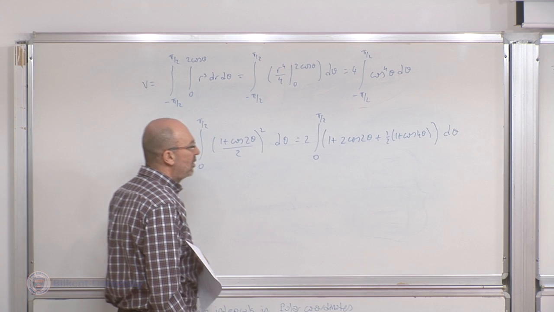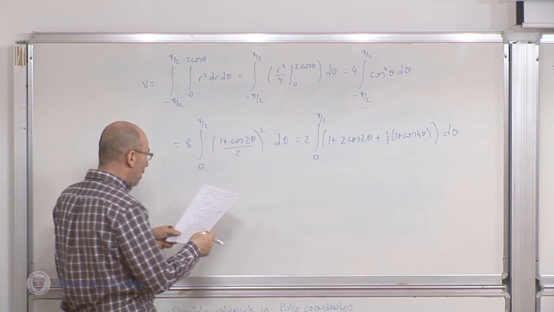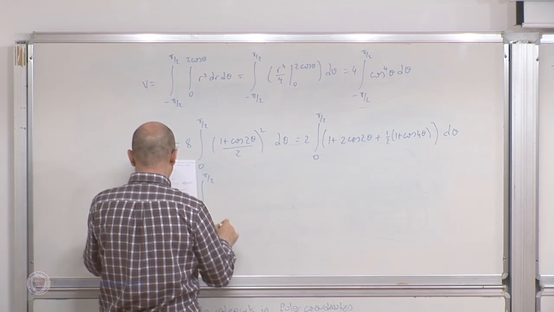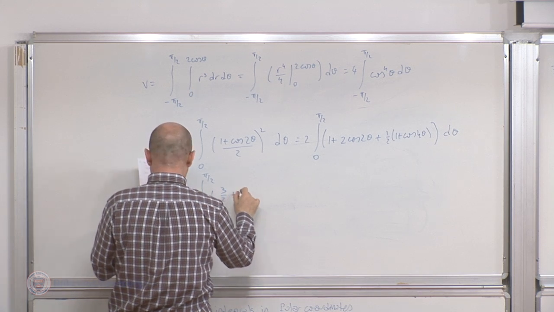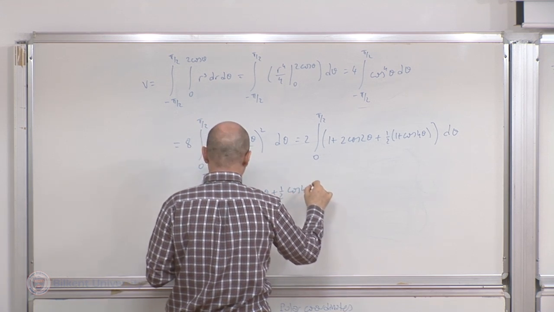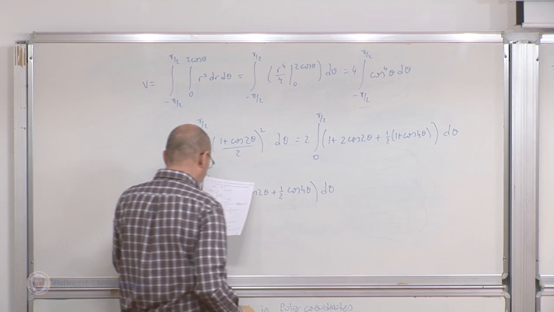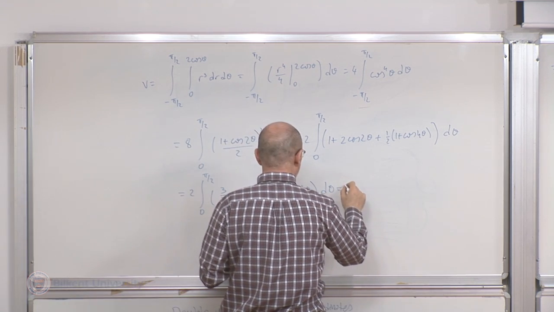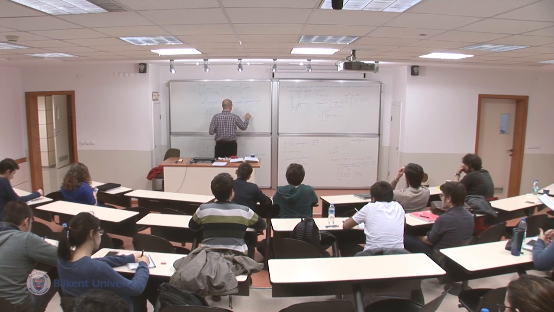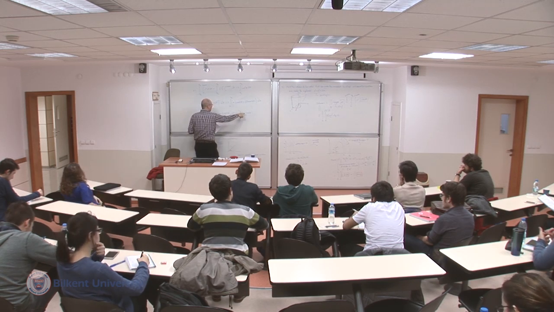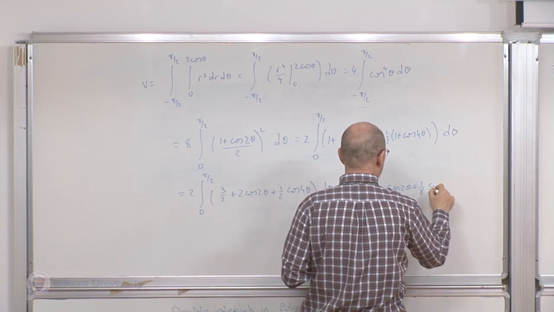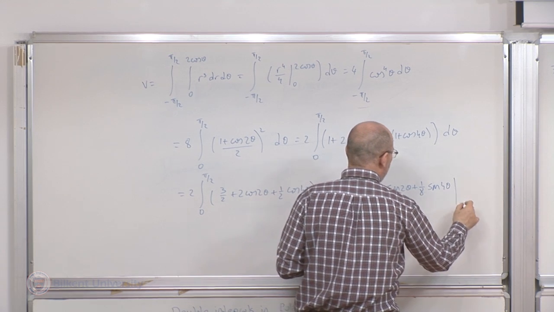Okay, you see now everything is integrable in terms of simple things. So let me simplify this for the last time. 0 to pi over 2. I have 3 over 2 plus 2 cosine 2 theta plus 1 over 2 cosine 4 theta d theta. Okay, so this is going to be 2 times 3 over 2 theta plus sine 2 theta. Okay, the derivative will bring you this 2, plus 1 over 8 sine 4 theta, from 0 to pi over 2.